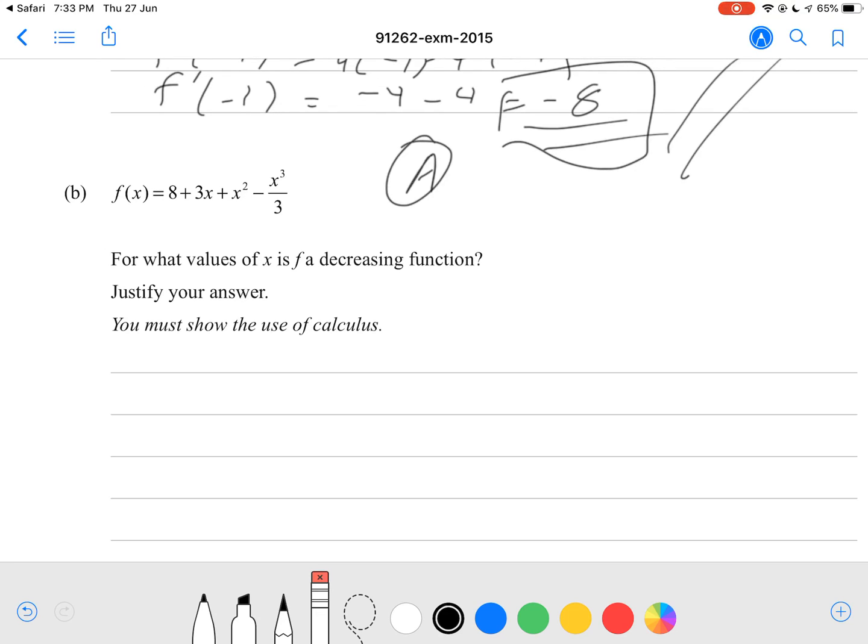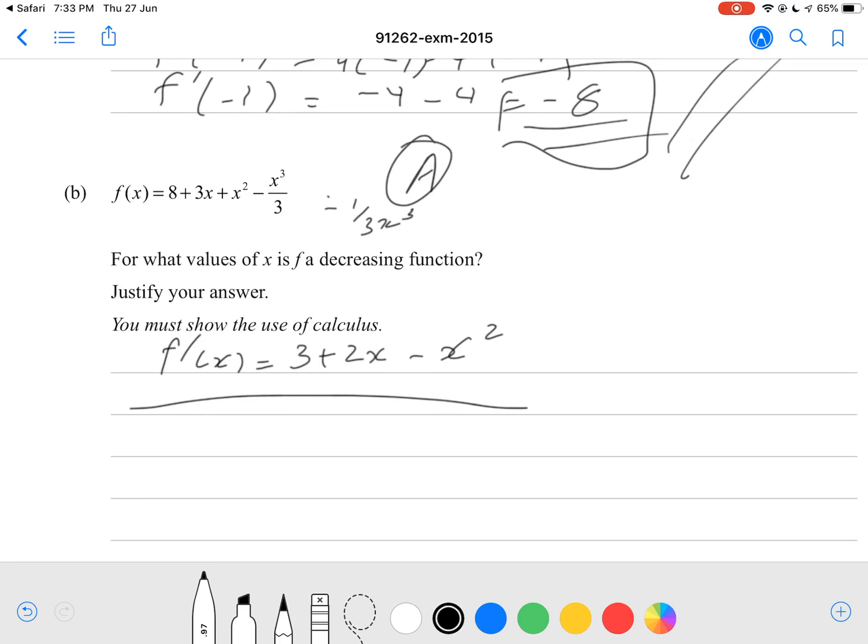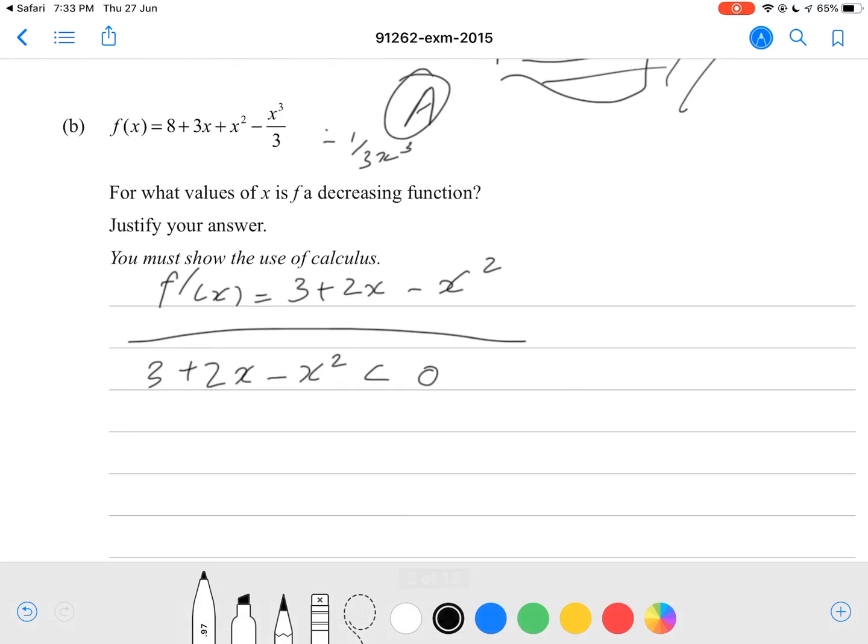So the first thing we're going to do is find a gradient function, so once again we're going to find our derivative. So f dash of x equals, 8 is gone, so that becomes 3 plus 2x minus, we'll just rewrite this as 1/3 x cubed, so that becomes minus x squared. Yep, that becomes minus x squared, okay? And this whole thing is less than 0. So we're going to say 3 plus 2x minus x squared is less than 0, because the gradient must be less than 0 in order for it to be a decreasing function.